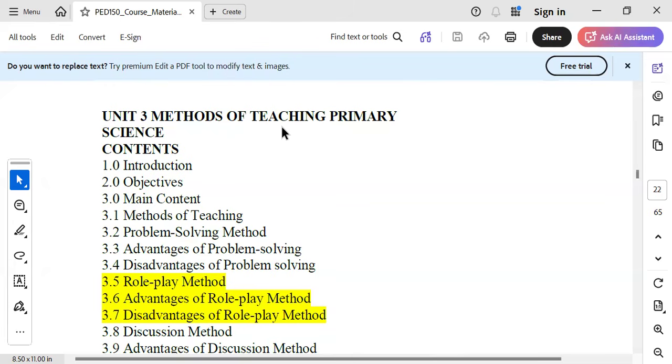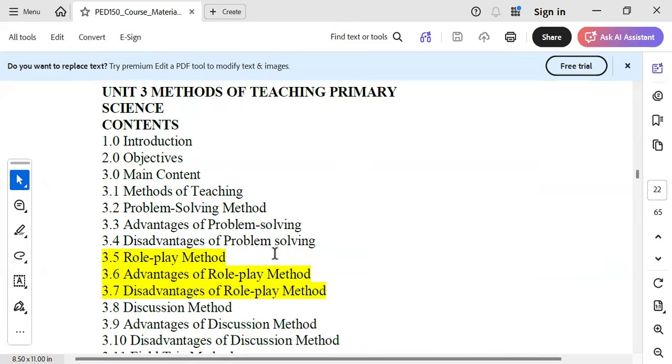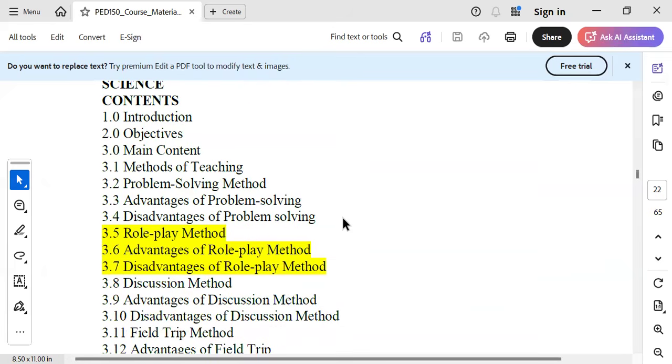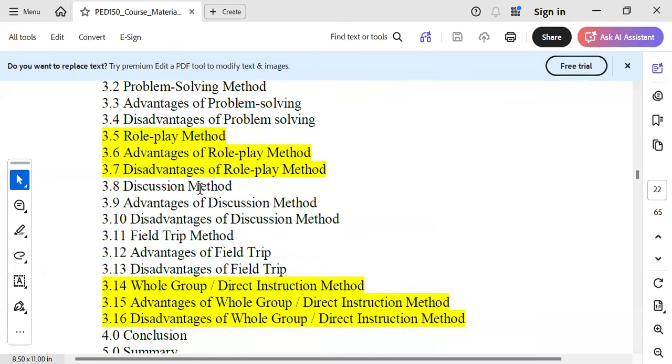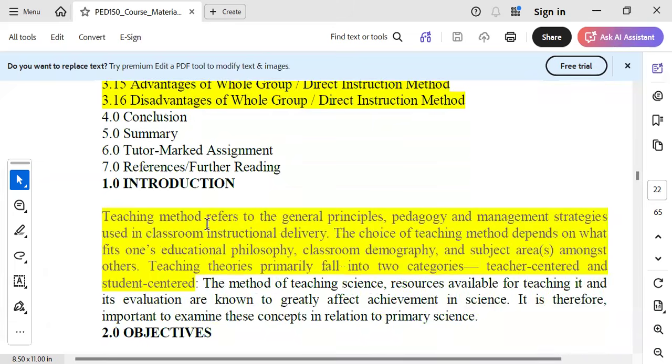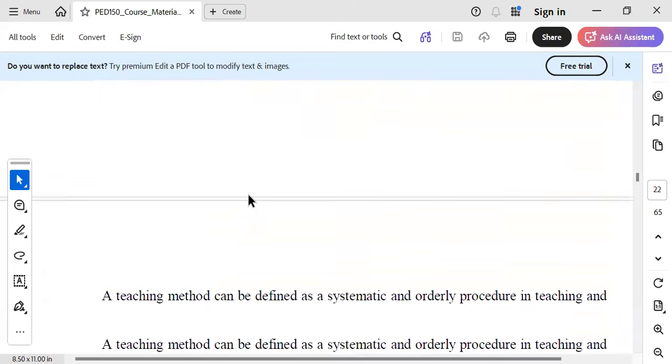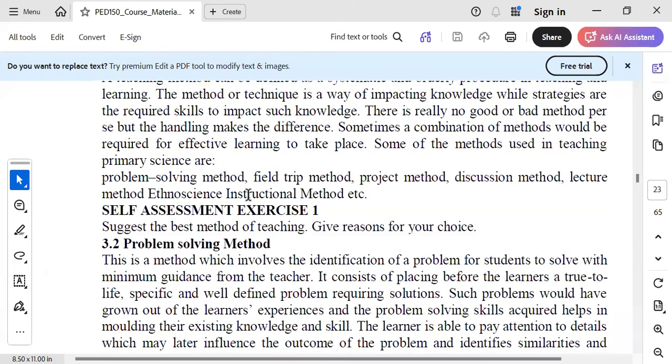We moved to problem-solving method. We talked about the advantages of problem-solving method. So the methods we discussed for teaching science, problem-solving method was the first one. Then we talked about role-play method. That was very interesting in the last class. Then today we'll talk about discussion method, field trip, and whole group method. So having done that, we are done with this unit. And I believe that by now you understand.